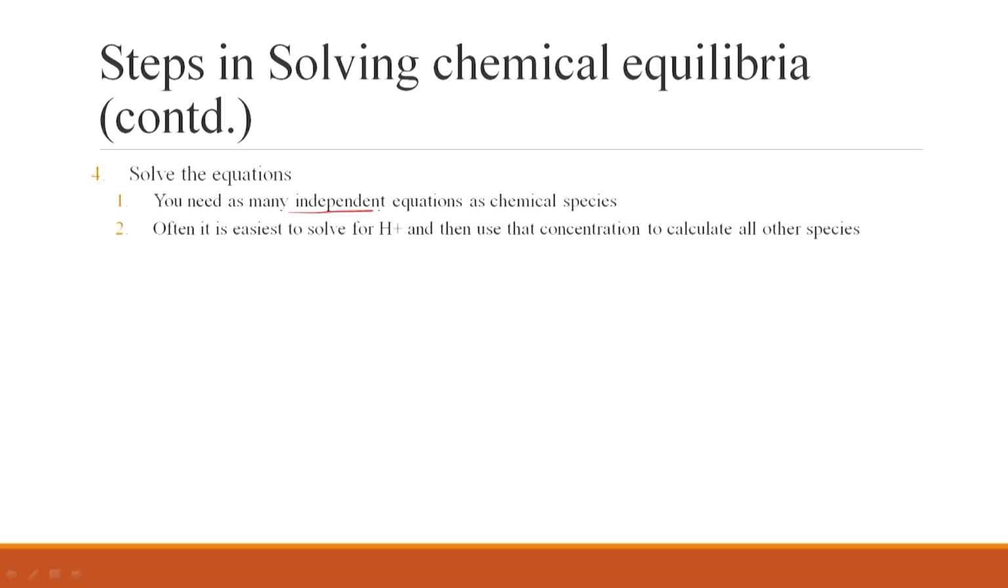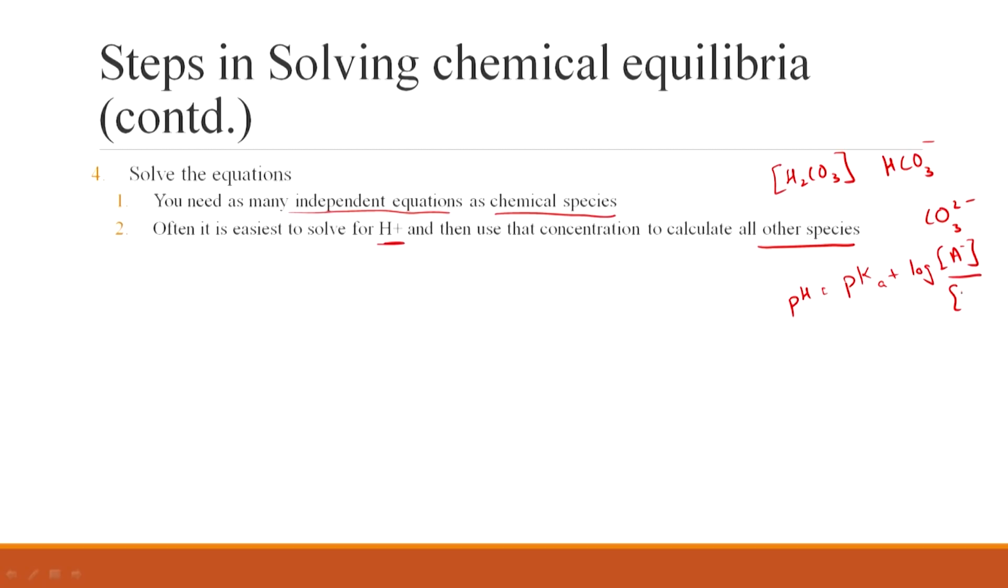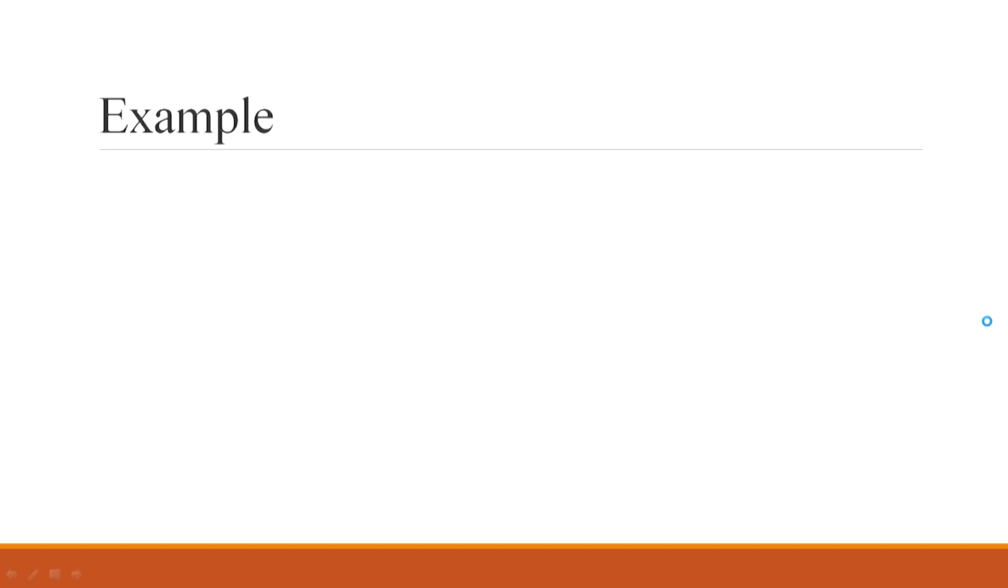As we know, we need as many independent equations as we have unknowns. And in general, depending on how we ask the question, it is typically easier to first calculate H plus and then use it to calculate all the other species. For example, once you calculate the H plus, you can calculate H2CO3, HCO3 minus and CO3 2 minus, because pH is equal to pKa plus log of A minus by HA and so on and so forth. So, typically if you get the pH and the pKa, obviously you can get the other pieces of information.